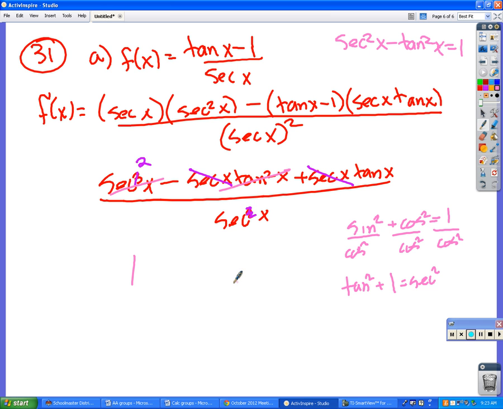Anyway, so this secant squared minus tangent squared, we can reduce that whole thing to 1. So this is really 1 plus tangent of x over secant x. All right? Okay?